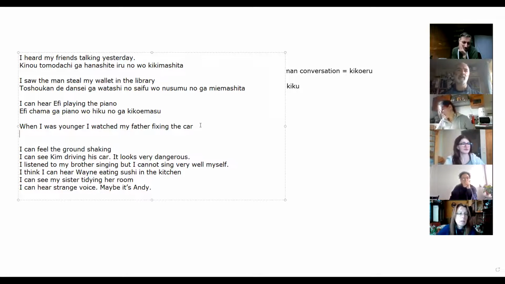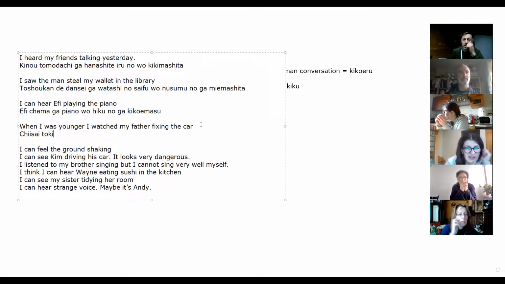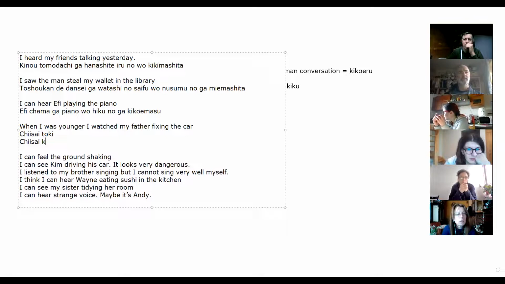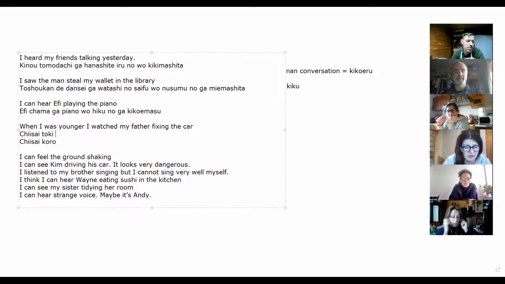When I was younger, I watched my father fixing the car. Younger, smaller, actually. You have some choices here. You can either say chisai toki, or you can use chisai koro. This means the period when I was small. It doesn't make any meaning to me. Toki is something I understand.